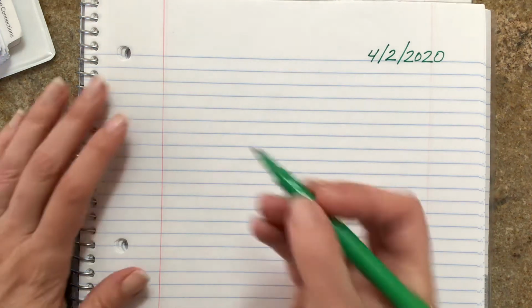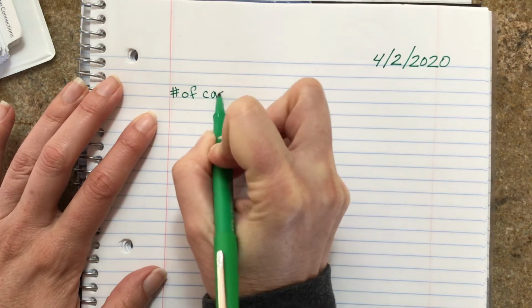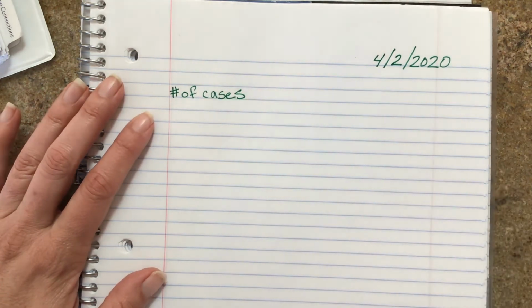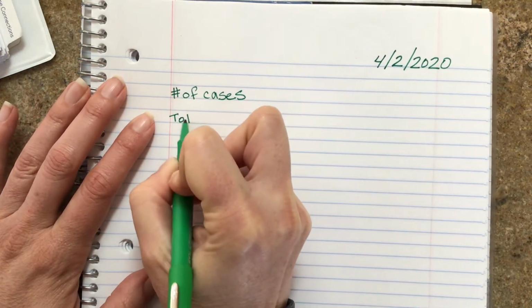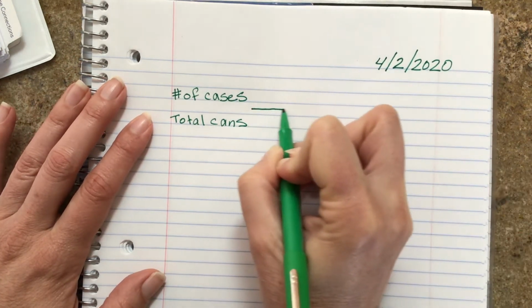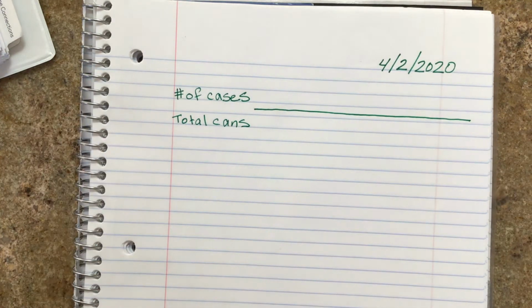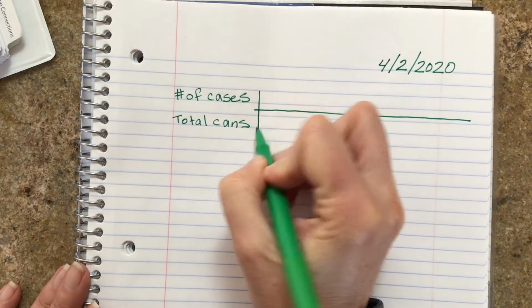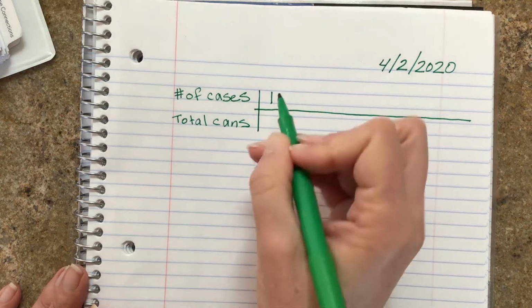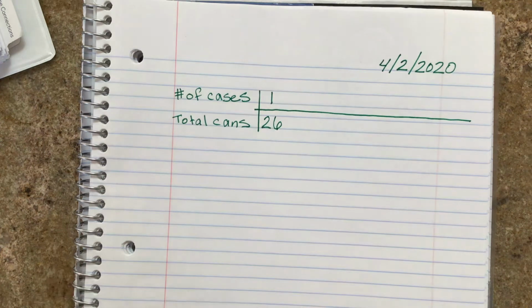So we're going to say number of cases, and we're going to say total cans. And then we'll have our line that goes across. You could also do it going down, but for today we're going to go across. And we're going to say for every one case, there are 26 cans.